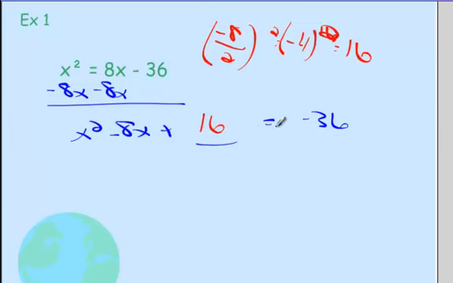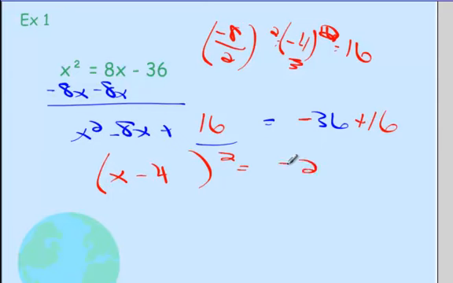But you and I and everybody else knows that I can't just add 16 unless I do that to both sides. Now it looks a little bit funny, but over here, this is all set up. So I'm going to use this number before I squared it. So x minus 4 squared. That would give me this perfect square trinomial. Over here I have negative 36 plus 16. Alright, so I have negative 20.